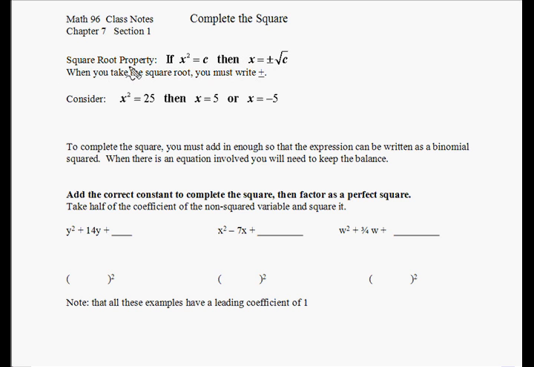So recall that the square root property says that if you have x squared is equal to some constant number, then x has to equal plus or minus the square root of that number. For example, if I had x squared is equal to, let's say, 64, and I took the square root of both sides. The square root of 64, we know, is 8.